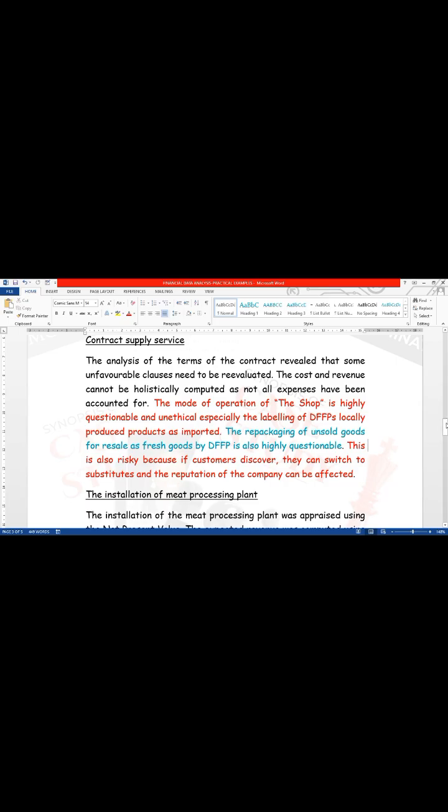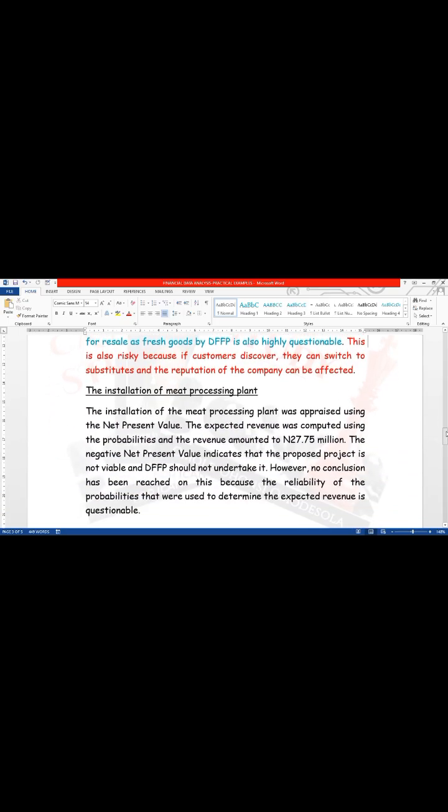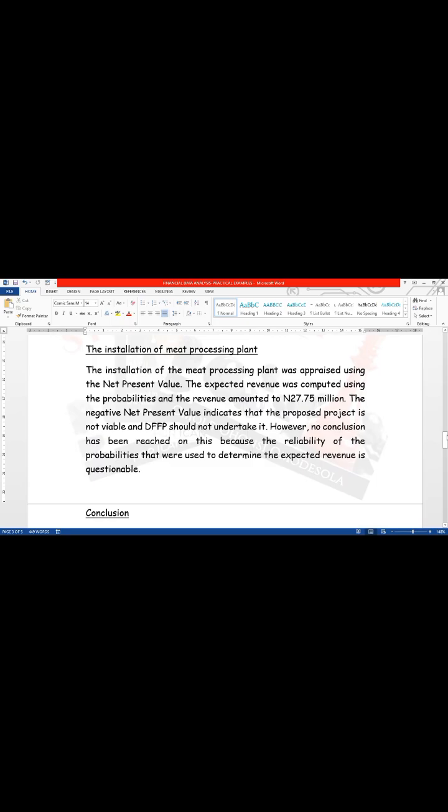So the second contract, or second proposal now, is the installation of the meat processing plant. In this case, we're given data. We could calculate, we could compute, right? So the installation of the meat processing plant was appraised using the net present value. So tell us what was the tool you used. That's the first thing. What was the financial tool you used?